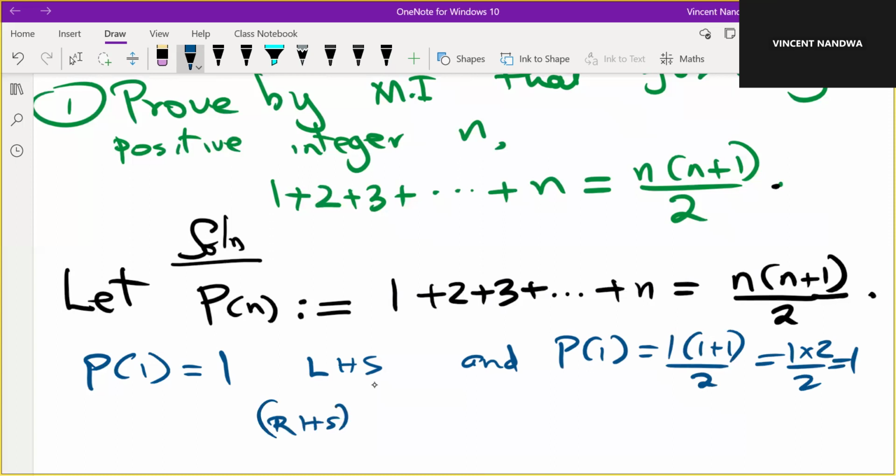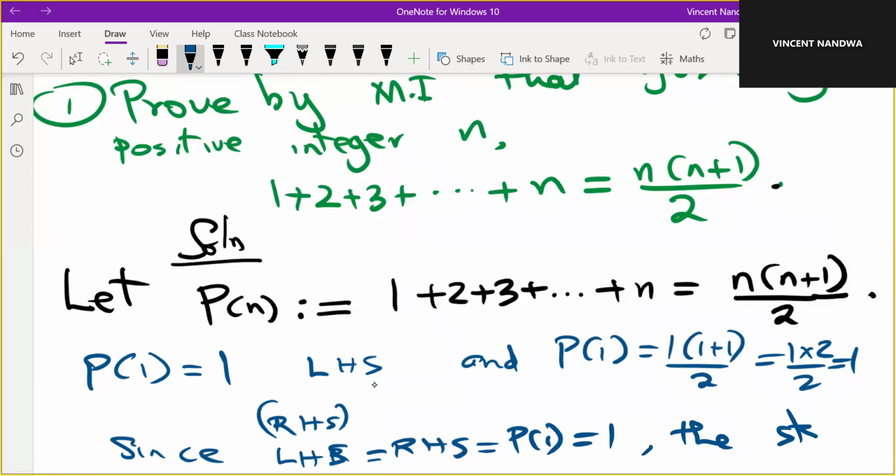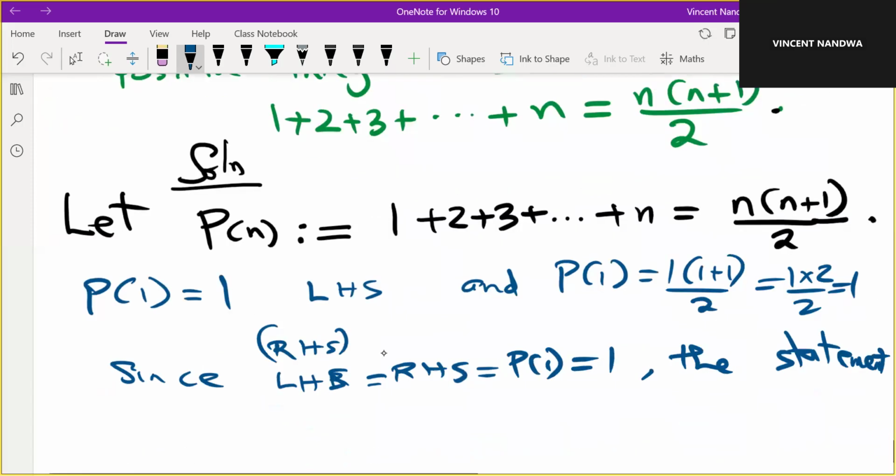And so since the left-hand side equals the right-hand side, equals 1, the statement P of 1 is true, okay? When you only have n equals 1, the left-hand side of the equality gives you 1, and when you substitute 1 for n on the right-hand side, you still get 1. Then we conclude that the statement is true for n equals 1.